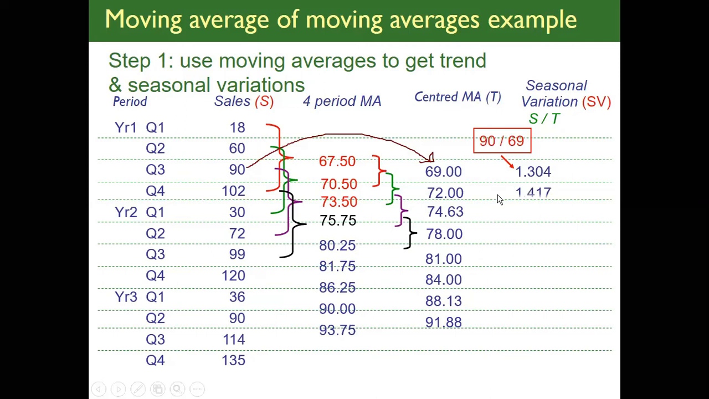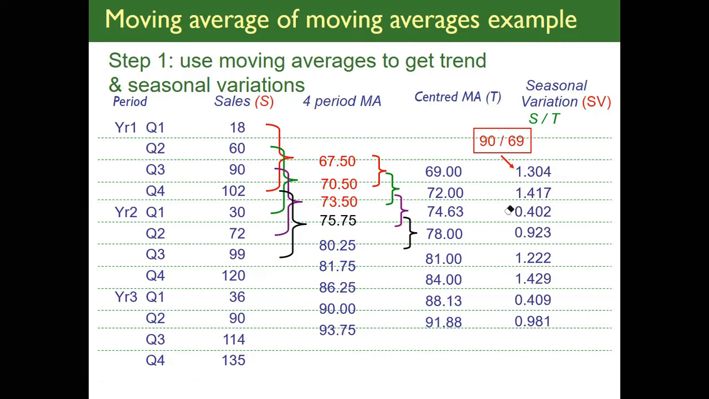Similarly, you do for the next one, 102 divided by 72, 30 divided by 74, 72 divided by 78, and so on. So you calculate them. Now, what does that show you actually? What do these values reflect? What does that mean? Now, let me tell you how it works.